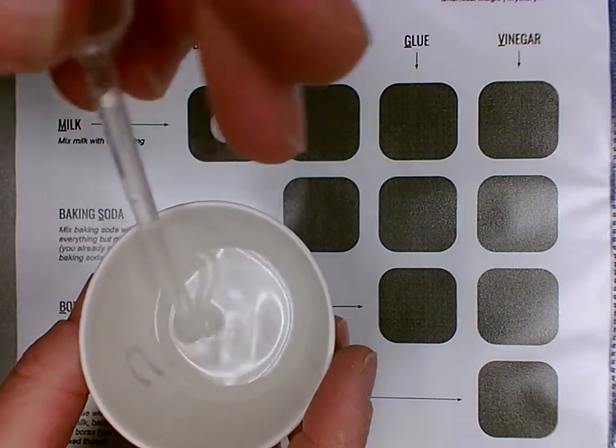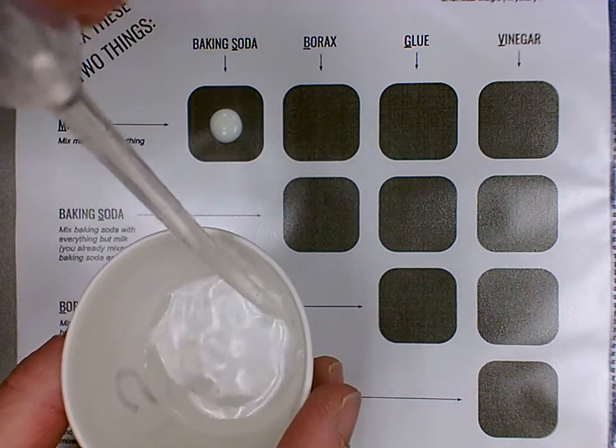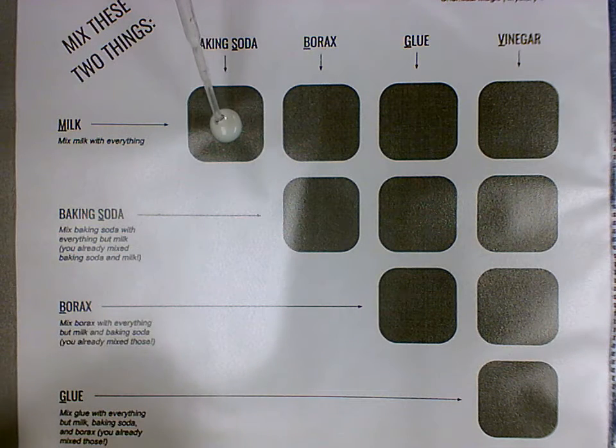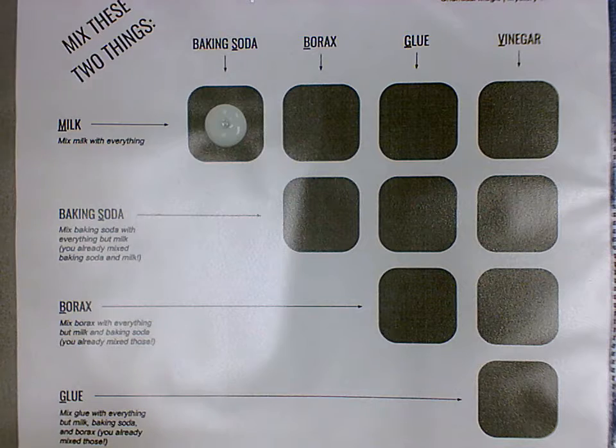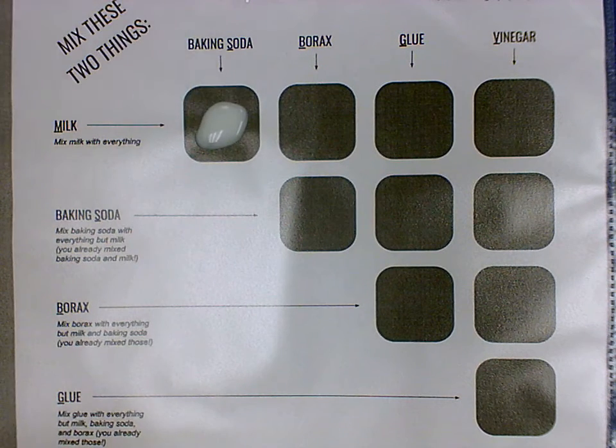Now, the baking soda I have is in solution, meaning I've mixed the baking soda with water. So let's see what happens when we mix milk and baking soda. And I'll stir them together. And so there is our first combination of two chemicals, milk and baking soda. Now, let's try milk and borax.